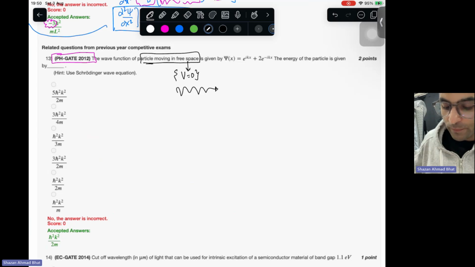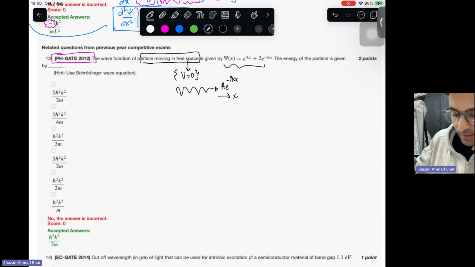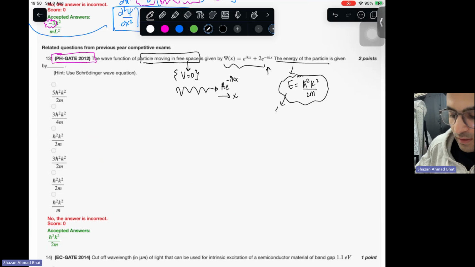It's a plane wave as per the Schrodinger equation, given as e^(−ikx), if this is the x direction, with some coefficient A. Now, they have given the wave function like this. It doesn't matter, this is basically a plane wave solution, and you know that the energy of the plane wave is given by ħ²k²/2m, the energy of a free particle, a free electron.